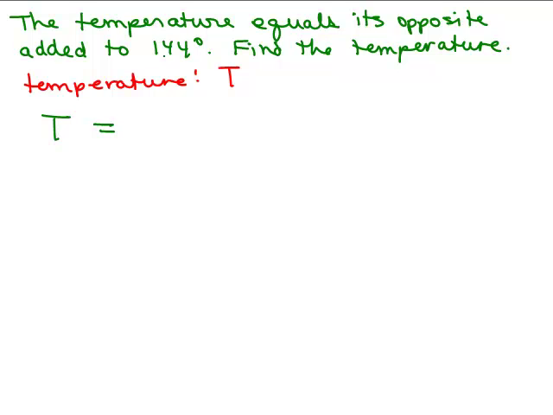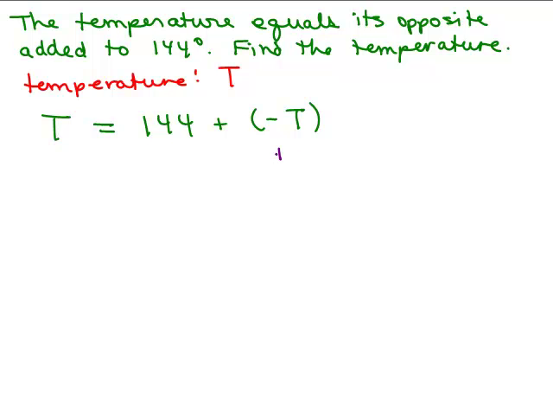So I'm adding its opposite to 144. Well, so I've got 144, and then I'm adding its opposite. What's its opposite? What does that mean? Well, if the temperature is T, its opposite is negative T. So I'm adding negative T, if you want to write it like that. Now, you could have also written this as negative T plus 144. That's up to you.